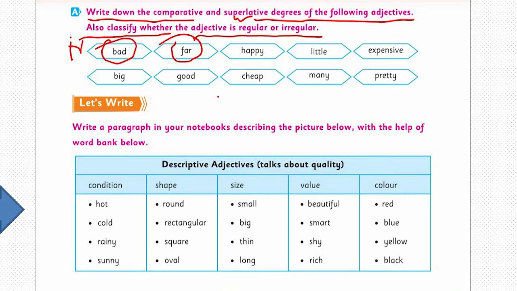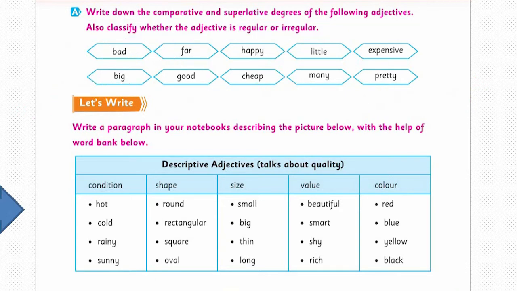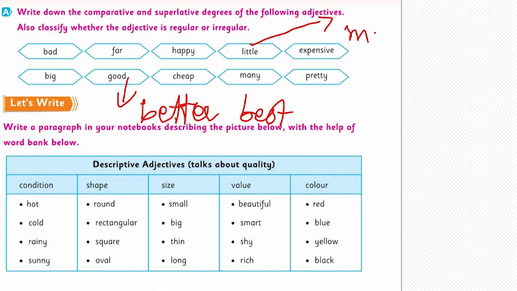Yes, this is the regular adjective here because we have the comparative and superlative degree of it, like farther or farthest. Big, bigger and biggest. This is regular here. Good is also regular, better and best. Yes, little, more little. This is the irregular adjective here, and the most little.